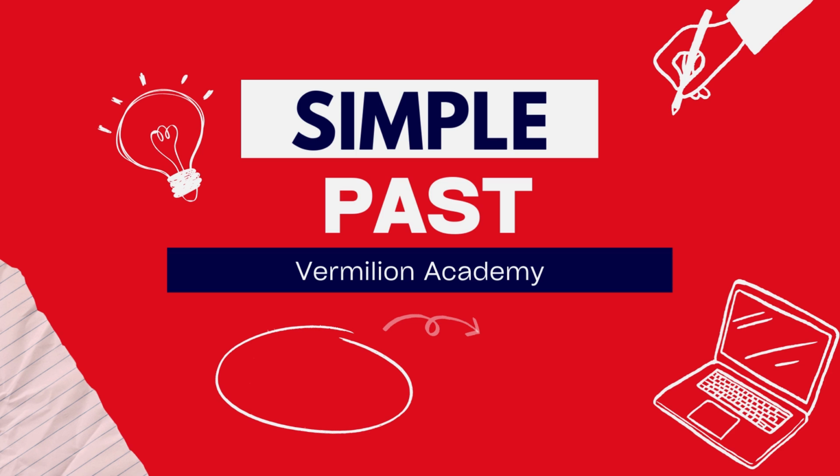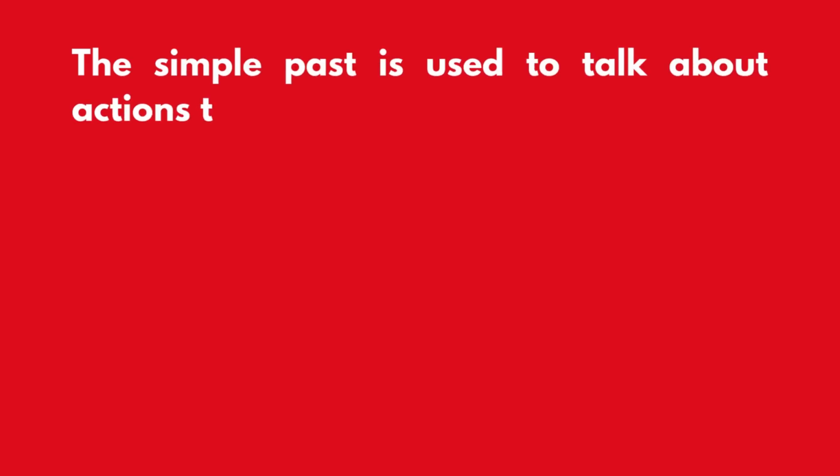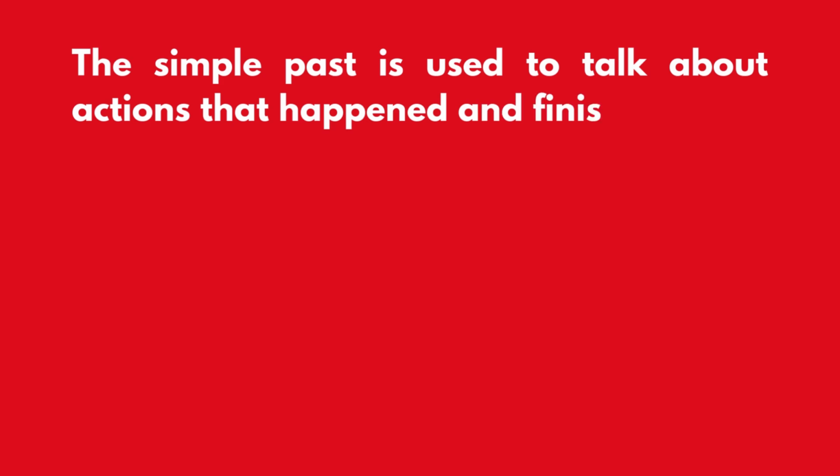You already know that we are having these kinds of lessons because it has been raining a lot these days. So today's lesson is simple past. Let's talk about simple past. The simple past is used to talk about actions that happen and finish in the past. Let's see an example.